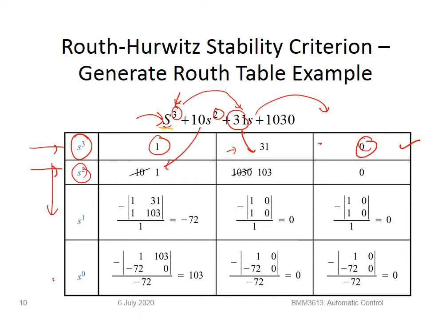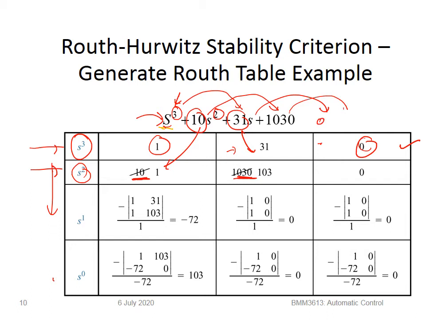So it's done for the first line. The second line is s squared, so we fill it in with the coefficient of s squared, which is 10. So we start with 10, and then the next one we skip.